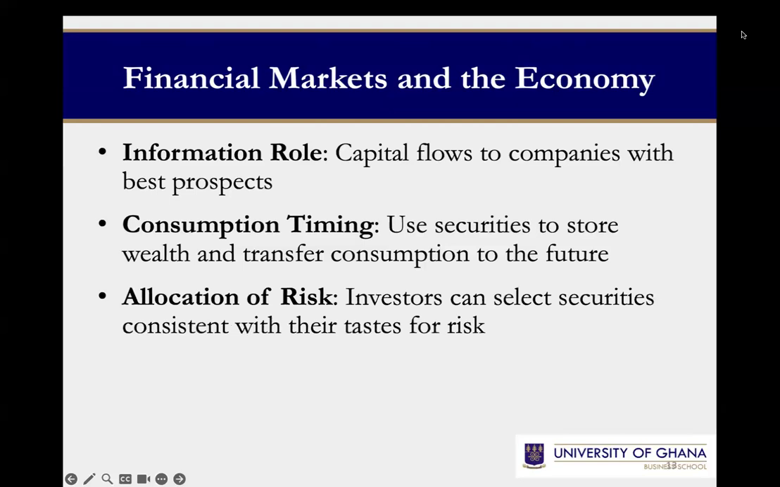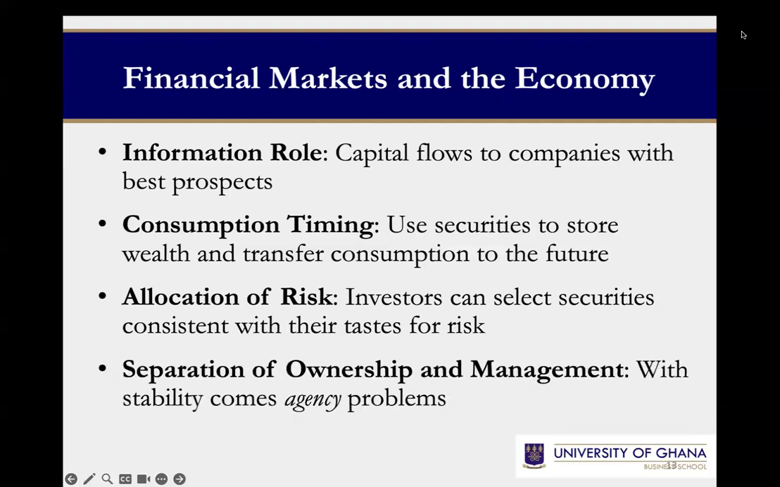Now, it also works to help in allocating risk. So investors can select securities consistent with their risk tastes, in a sense, because with that information that also trickles, we can tell from the returns that are offered within the market which investments are riskier, and for that matter offer higher returns, and which ones are not so risky and offer low returns. And so for that, people would align accordingly to the kind of risk taste that they have.